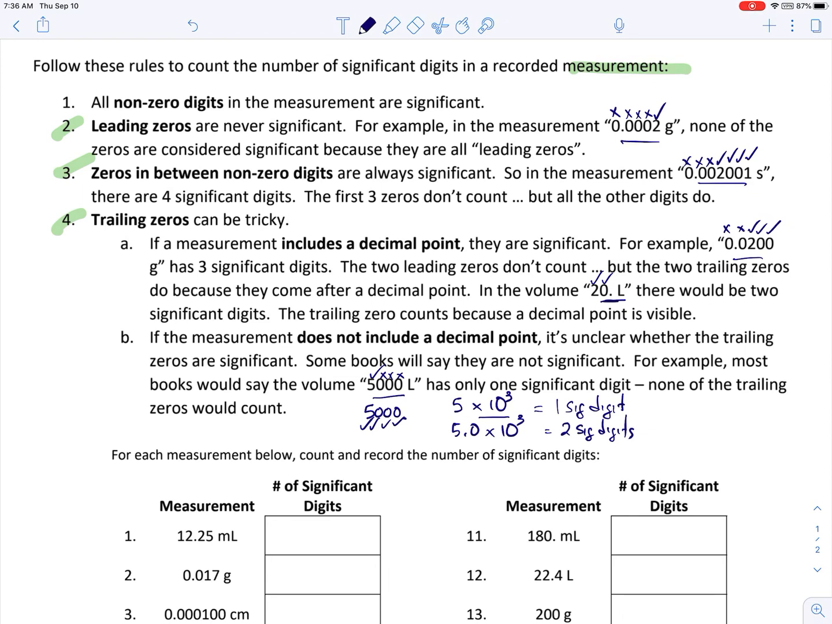If you meant the 5 and the two zeros, you would write 5.00 times 10 to the 3, and now that has three significant digits. And if you meant all of the zeros to be significant, you could write 5.000 times 10 to the 3. So you notice there, because we've switched to scientific notation, we can now say whether there's 1, 2, 3, or 4 significant digits, instead of just an all or nothing, 4 or 0.